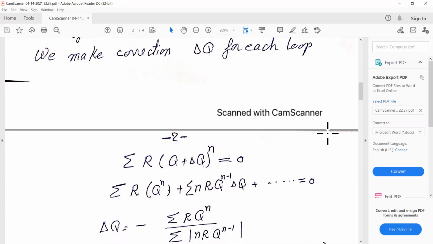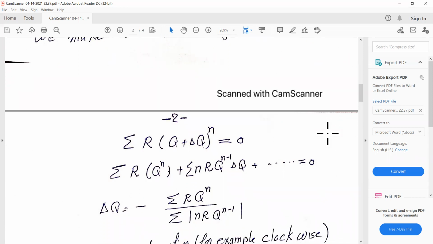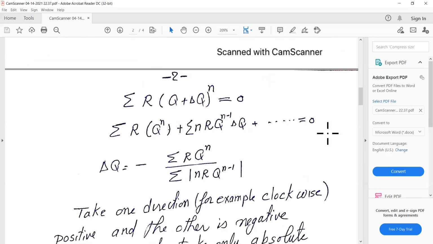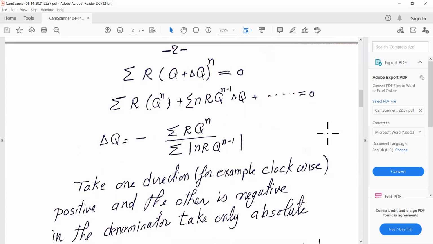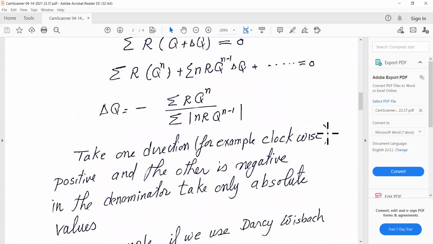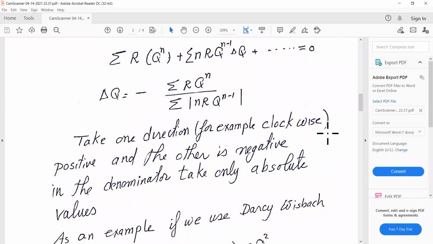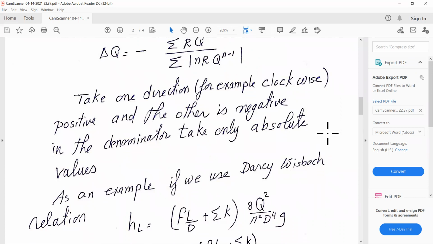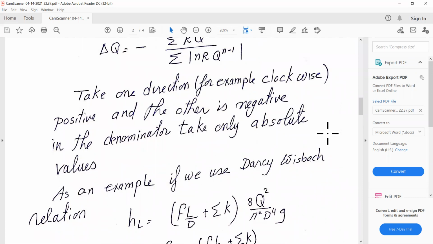From these 2 terms, we can get delta Q equals minus sigma R Q to the N with sign, divided by sigma of the absolute value of N R Q to the power N minus 1. Again, take one direction, for example clockwise, to be positive, and the other direction negative. In the denominator, take only absolute values, as I said. This I can prove to you if you come to my office for some discussion.